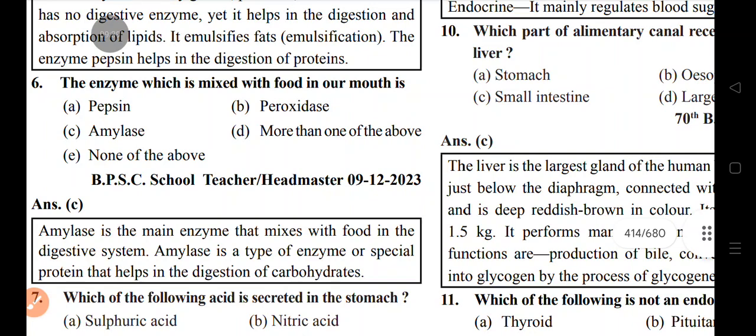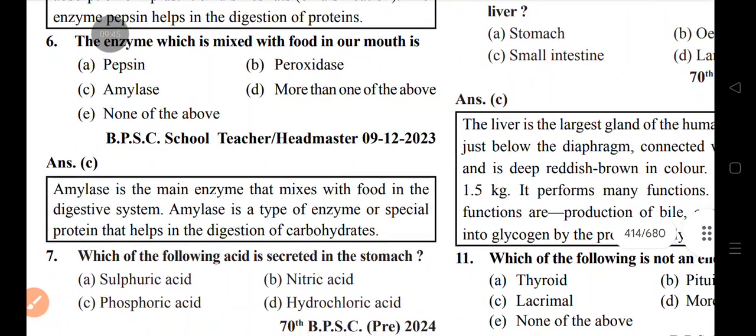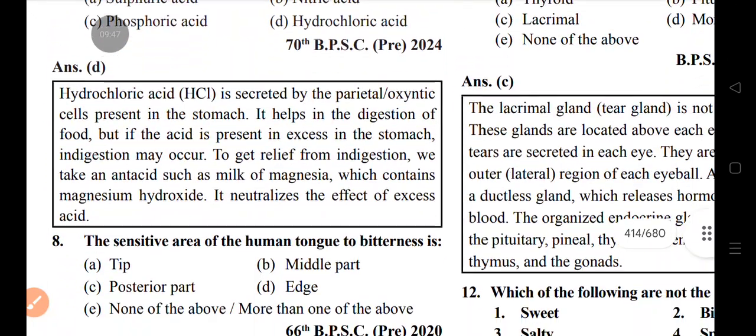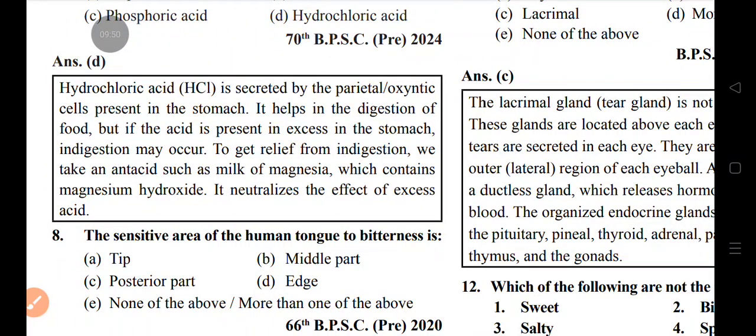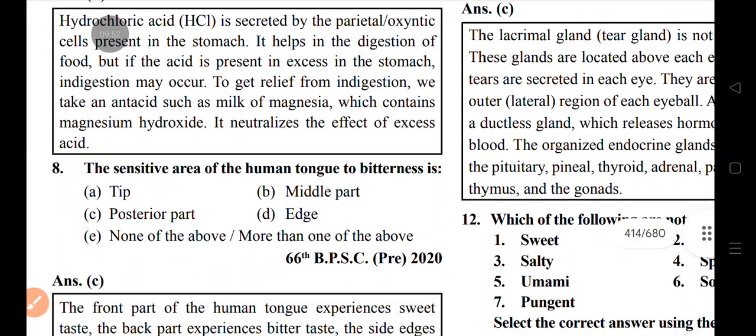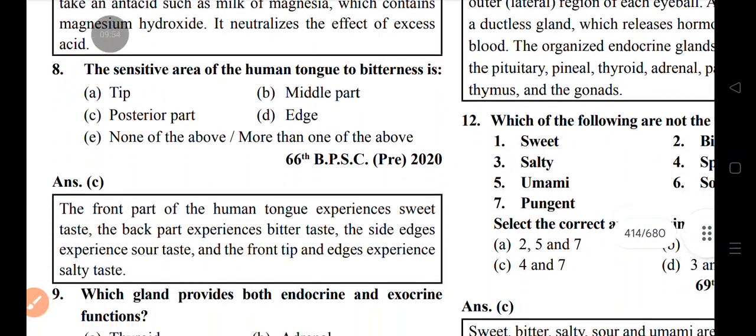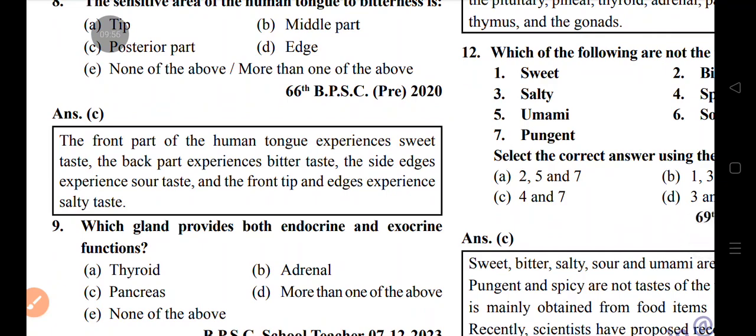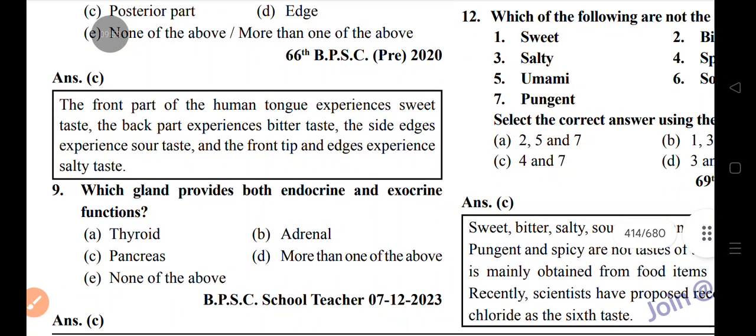The enzyme which is mixed with the food in our mouth is amylase. Which of the following acids is secreted in the stomach? Hydrochloric acid. The sensitive area of the tongue to bitterness is the posterior part. Which gland provides both endocrine and exocrine function? Pancreas.